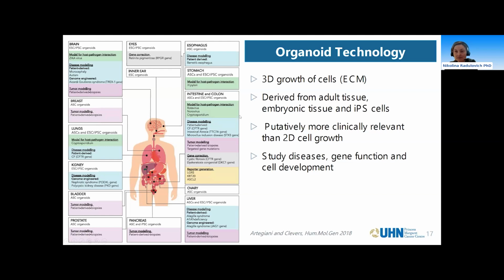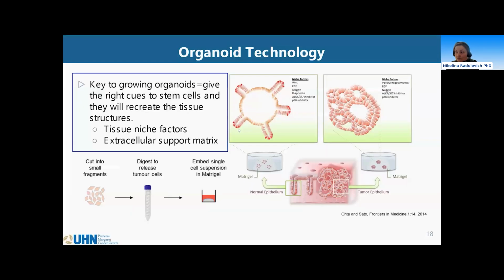Two types of stem cells can be used to generate three-dimensional organoids. That can be pluripotent stem cells, but also adult stem cells, which is the technology that we're currently using in our core. Organoid technology is now utilized in different research fields and has been used as a model to study diseases, gene function, and also cell development.